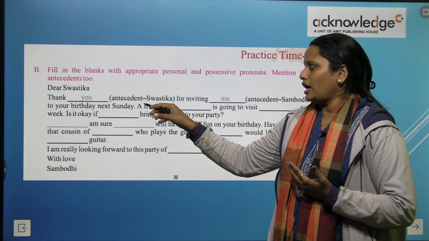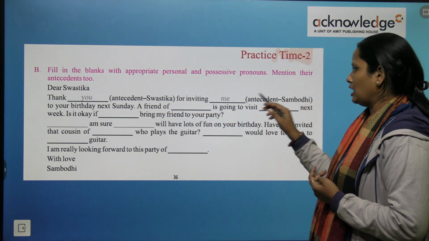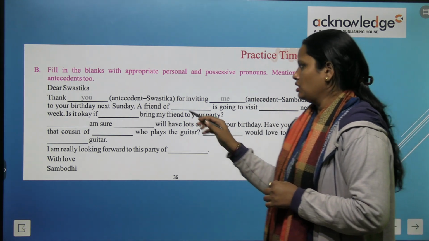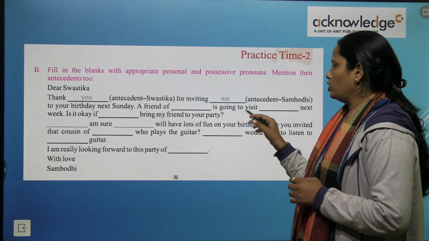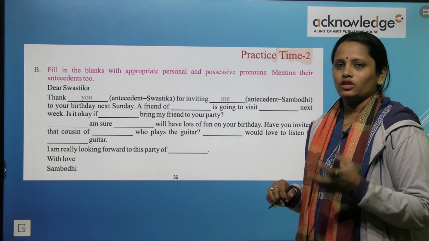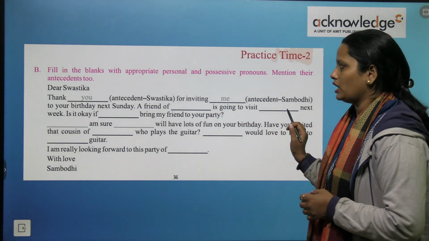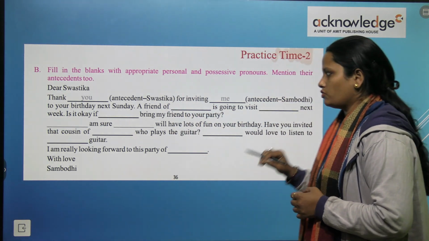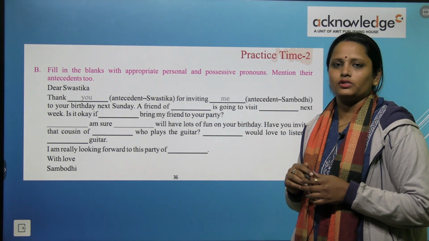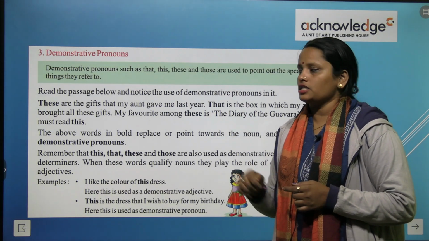अब यहाँ पे एंटीसीडेंट कौन है, स्वास्तिका, क्योंकि उसको लेटर लिखा जा रहा है. एंड मी यहाँ पे कौन है, संबोधि, जिसको इनवाइट किया गया है. A friend of mine is going to visit you next week. सो अब यहाँ पे माइन लिखा, तो माइन मीन्स संबोधि की बात हो रही है. And visit you next week. अब यू कौन है यहाँ पे, again Swastika is here. So we are going to write here Swastika again. So children, like we have done a few of the examples here, like this you have to complete the rest of the exercise.